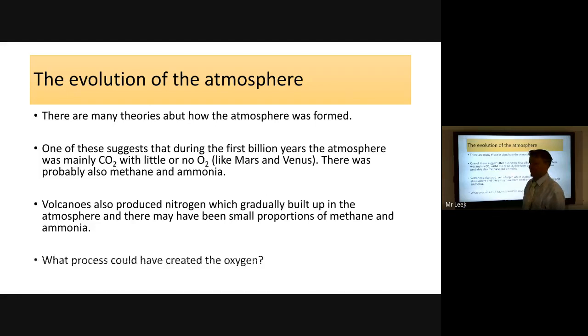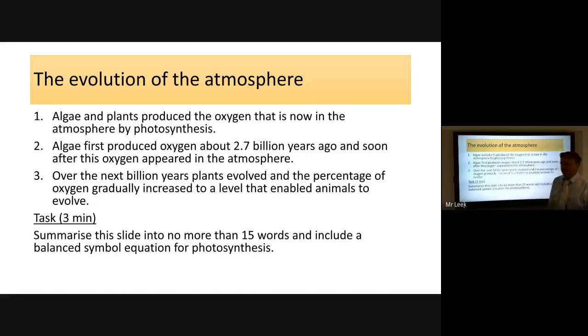Okay, now I'm going to give you a few minutes just to summarize something. Do you think planet Earth was almost all carbon dioxide? Where did that carbon dioxide go, and how did it disappear? Your task, I'm going to give you 3 minutes, is to summarize this slide into no more than 15 words and include a balanced symbol equation for photosynthesis. So, algae and plants produce the oxygen that is now in the atmosphere by photosynthesis.